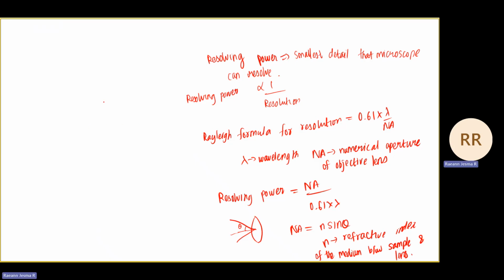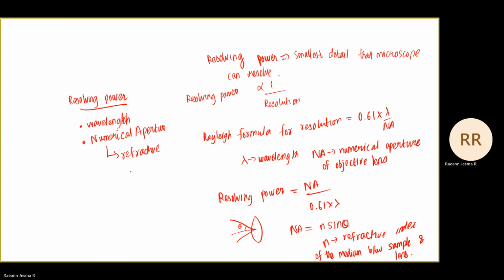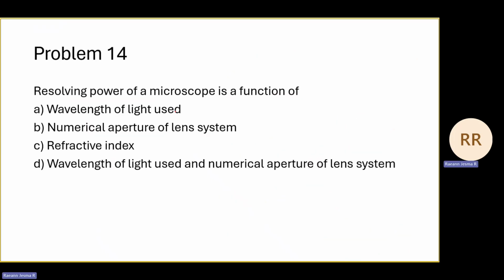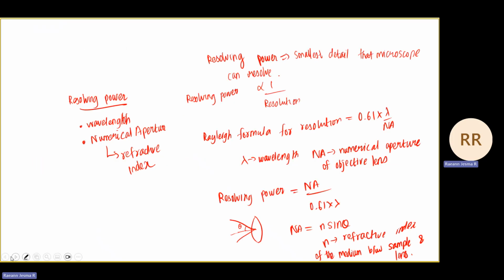So to summarize, resolving power depends on wavelength and also on numerical aperture. This numerical aperture depends on refractive index. So the correct answer for this one is wavelength of light used and numerical aperture of the lens system. If it is a multiple correct answer question, then refractive index also will come, right? Numerical aperture is related to refractive index. So option D is correct. Now let us move on to the next problem.